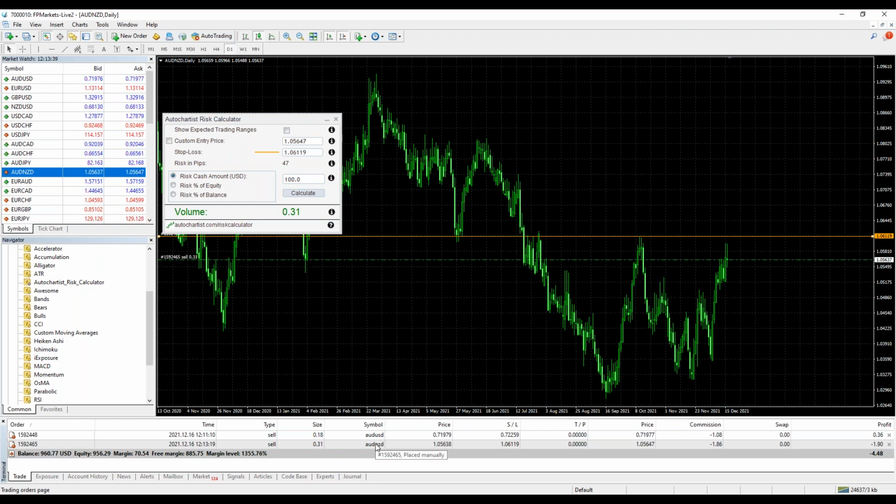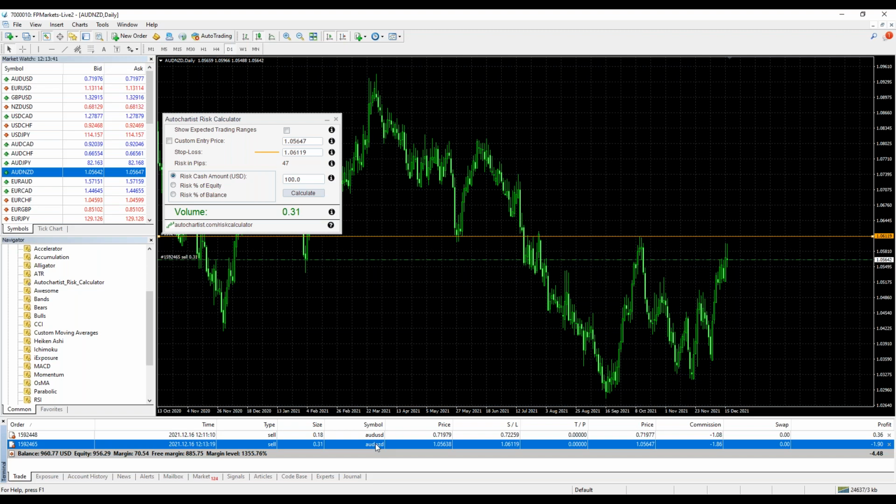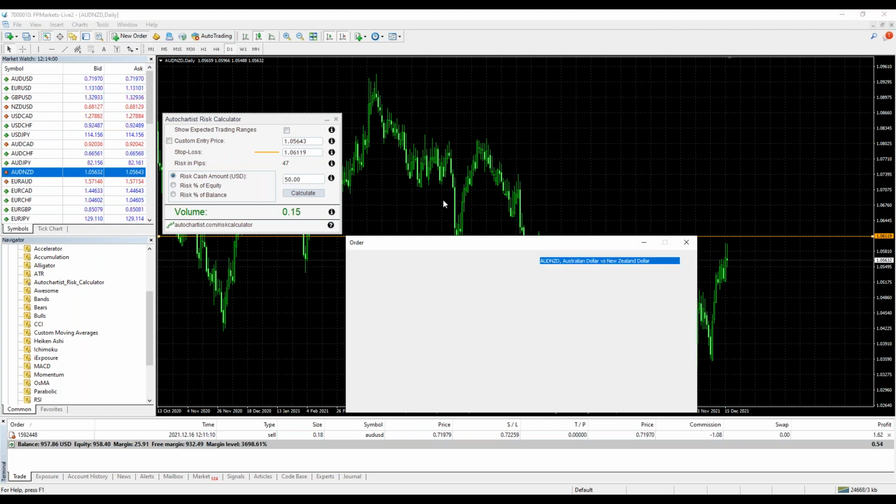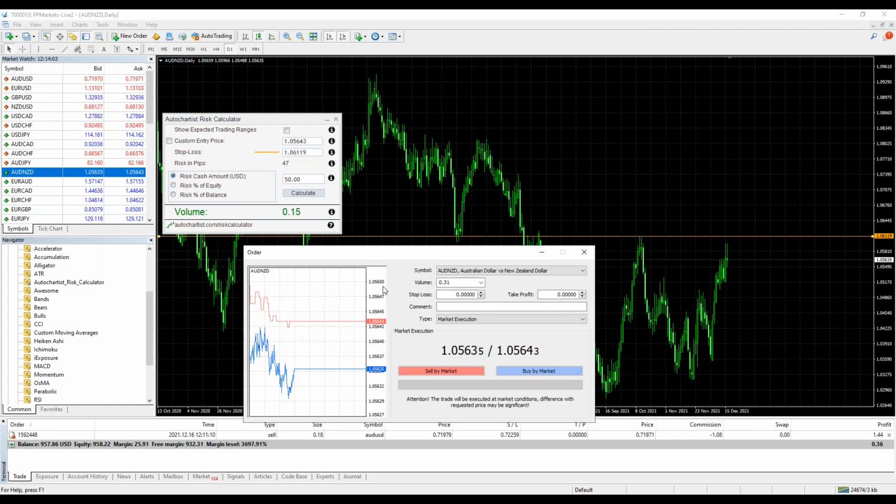And then I traded Aussie dollar Kiwi on the daily chart with a 50 pip stop loss, right? So two completely different instruments. But I didn't realize I made a mistake on this one here. Let me quickly close that order. What I actually wanted to do was I only want to risk $50. Wow, that was an amateur mistake. 0.15. That's actually what I wanted to do. I just realized my mistake.